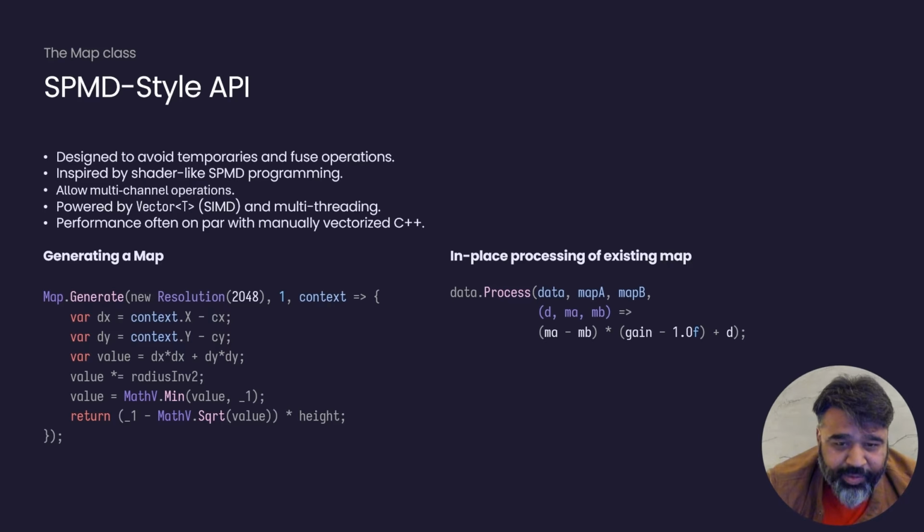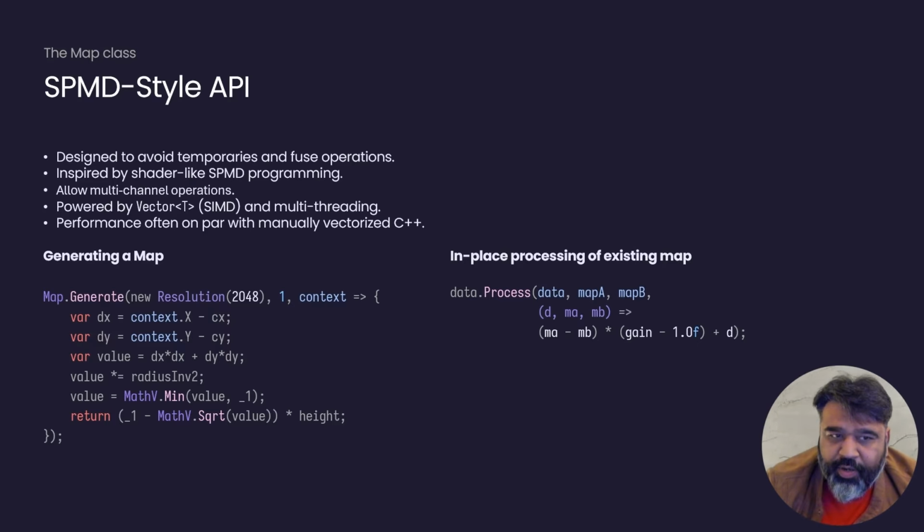So one example of a kernel here, or the SPMD style API rather, is when we're generating a new map. In this first example on the left, we're basically creating a cone. We're quickly just running this program on the entire 2048 by 2048 pixel or float map. Whereas in the second one, we're taking existing data and then using a couple of other maps, such as map A and map B, and then running an in-place process of the current map, and then creating a new modification on top of it.